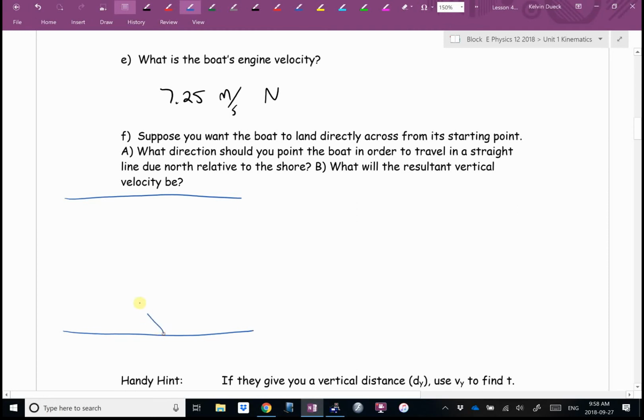We're definitely going to point it into the current. This is going to be the engine velocity, 7.25. The current is going to push it, so we're still using the equation that we wrote at the very top of the page at the beginning. We're still using V engine plus V current. So we're going to add the current to this.